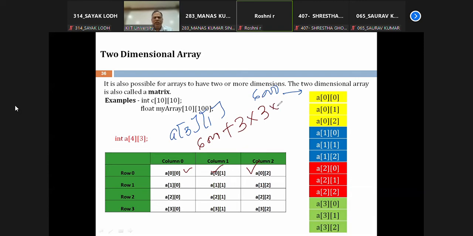What is the size of each element in bytes? Understood it? Yes or no? What is the column number? 1, what is the size of each element? 2, can you find out the starting address of this element? Yes or no? Yes, sir.